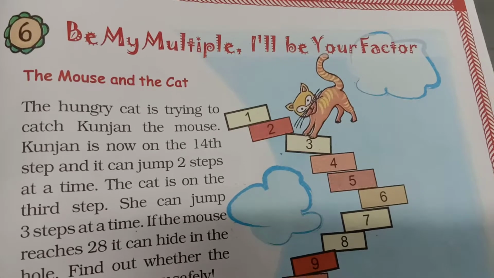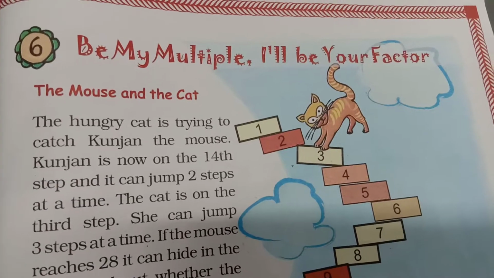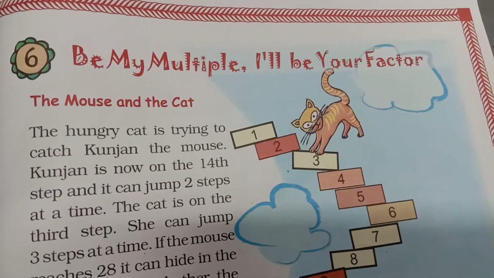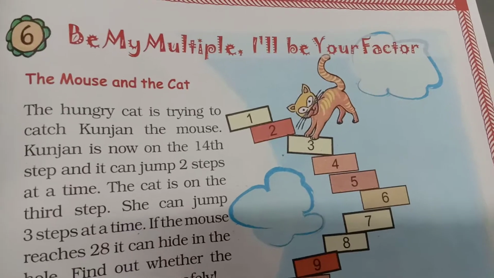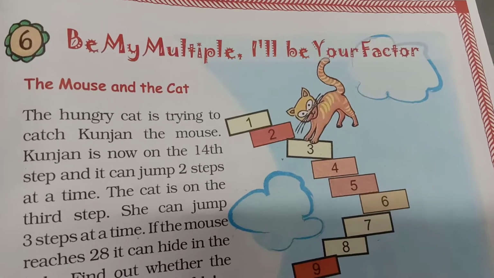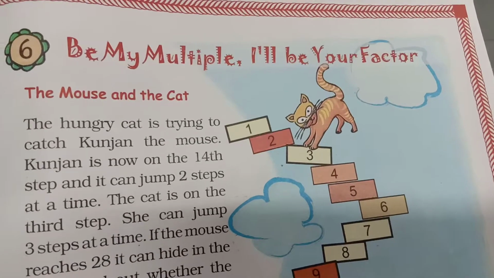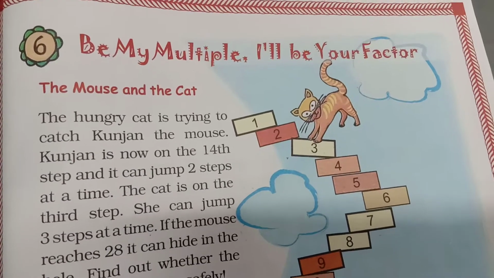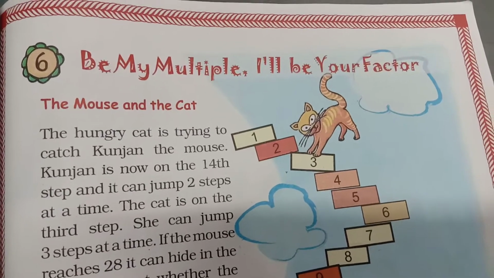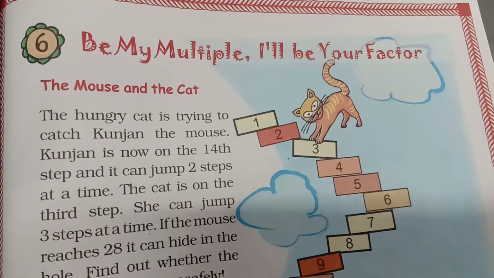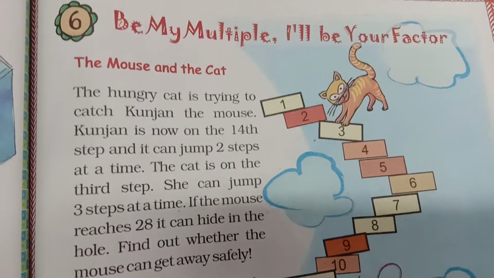Today we are going to discuss a new chapter, number 6. Be my multiple, I will be your factor. In this chapter we are going to discuss multiples and factors, how to find multiples and factors of a given number, how many multiples or factors we can write for a given number, identifying the least multiple or the least factor, and finding common multiples and common factors of two or more numbers.